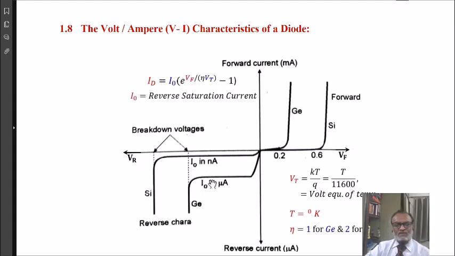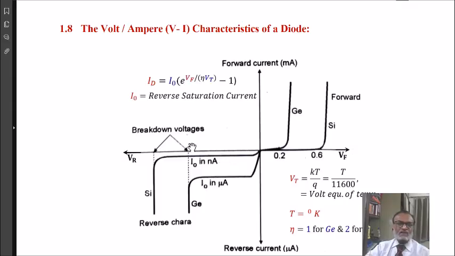Same case of germanium is shown, but germanium is more sensitive to temperature. So more covalent bonds are broken at room temperature, and therefore more minority charge carriers are present in germanium, and therefore the reverse leakage current due to minority charge carriers is more in germanium compared to silicon.